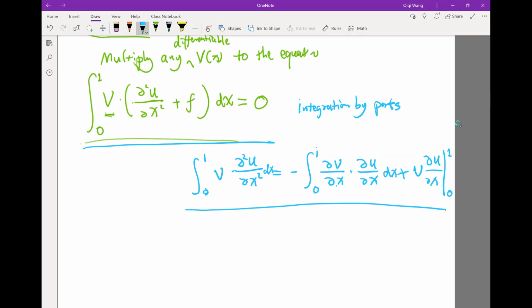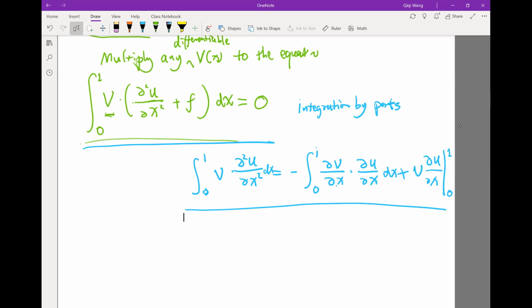Are you familiar with how integration by parts works and how it is derived? Anybody? I've seen it before. Yeah. Okay, good.